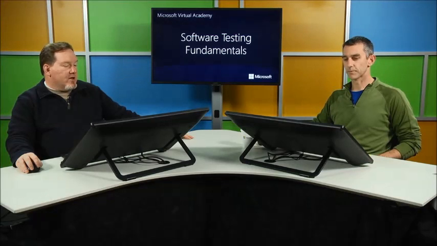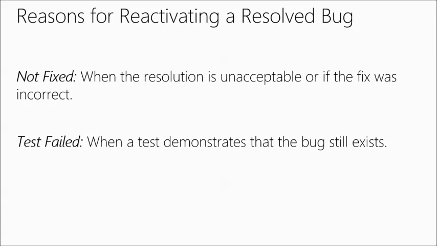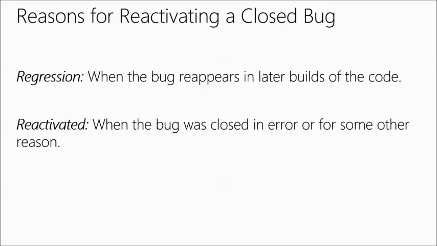Okay. So here are some reasons for reactivating a resolved bug. One, it's not fixed, when the resolution is unacceptable or if the fix was incorrect. The other one is when the test fails. The test that you've created demonstrates that the bug still exists and we're not getting the output that we expected. There are also reasons for reactivating a closed bug. One is through your regression testing: as you regression test, the bug reappears later in the code. Or you may want to reactivate it when the bug was closed in error or for some other reason.